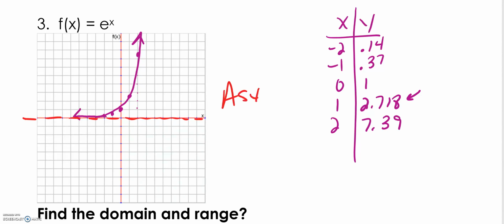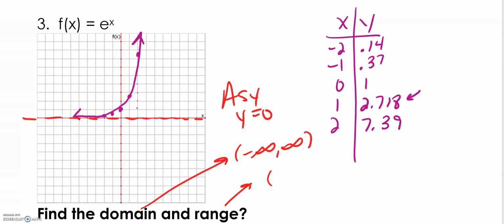Horizontal asymptote at y equals 0. And then the domain, -infinity to infinity. It keeps going left and keeps going right. Range is again 0 to infinity. Now our next one, we're going to move up or down. But those first three, the most common horizontal asymptote is y equals 0.